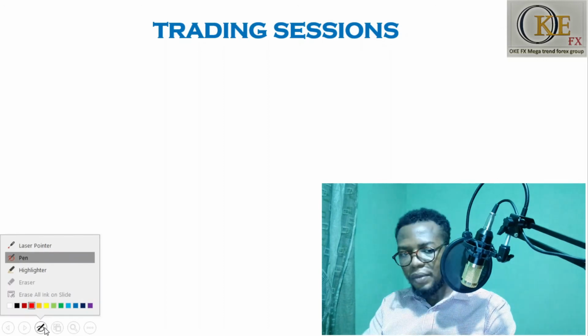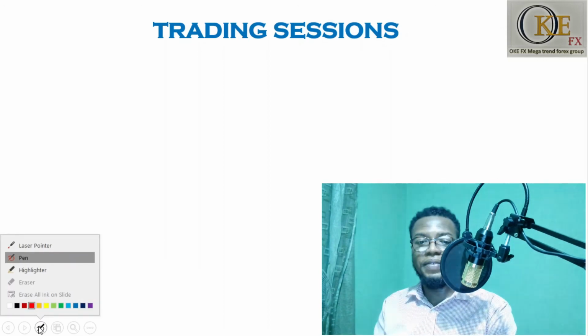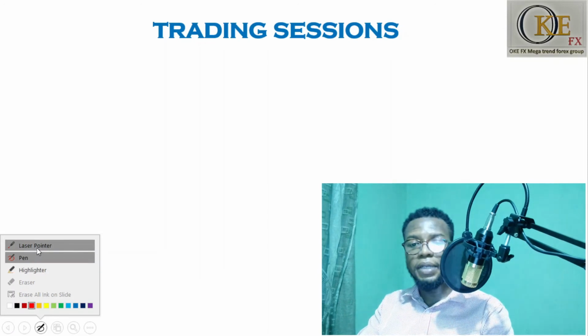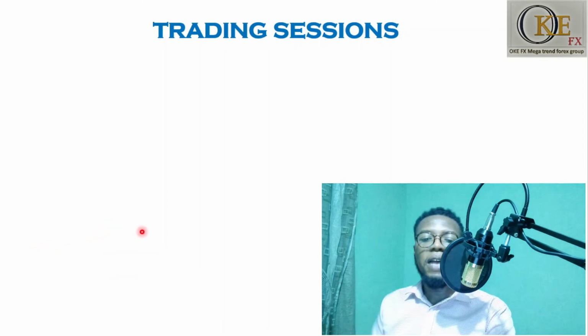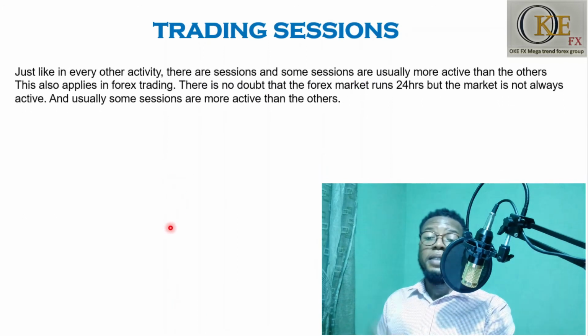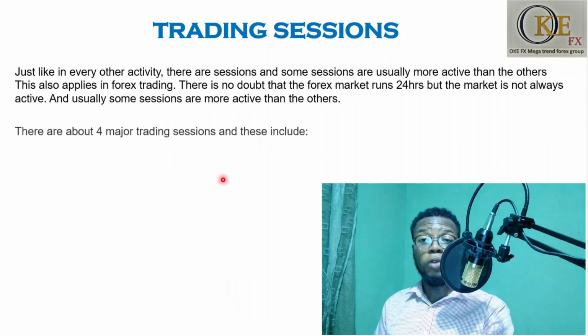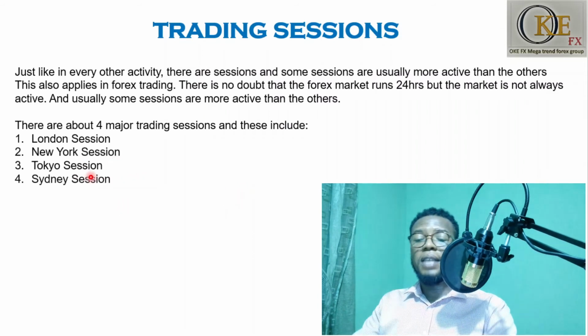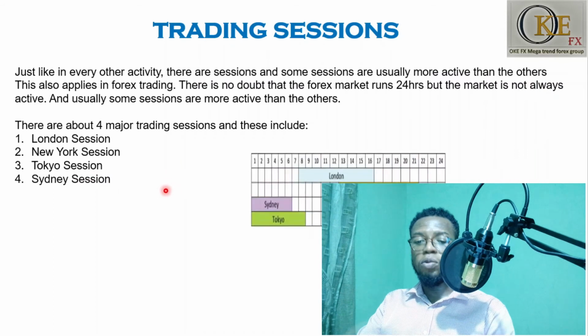So just like in every other activity, there are some sessions usually more active than others, and some sessions are less active than the others. That is exactly how it is. There are about 4 major sessions, and these include, number one, the London session, then the New York session, Tokyo session, and the Sydney session. Now this chart exactly will show you how it works.